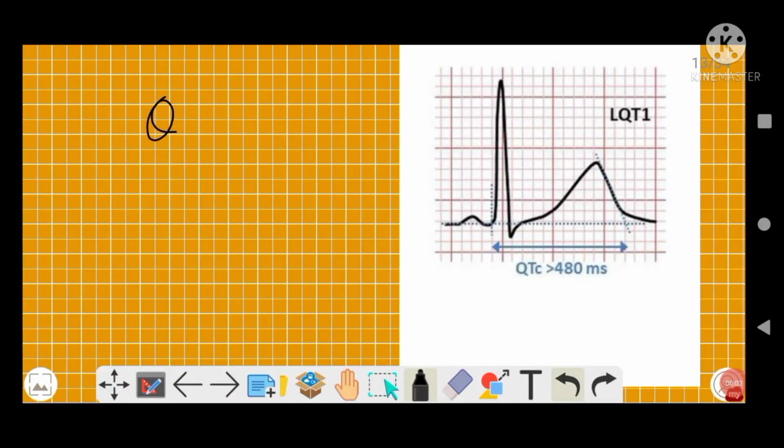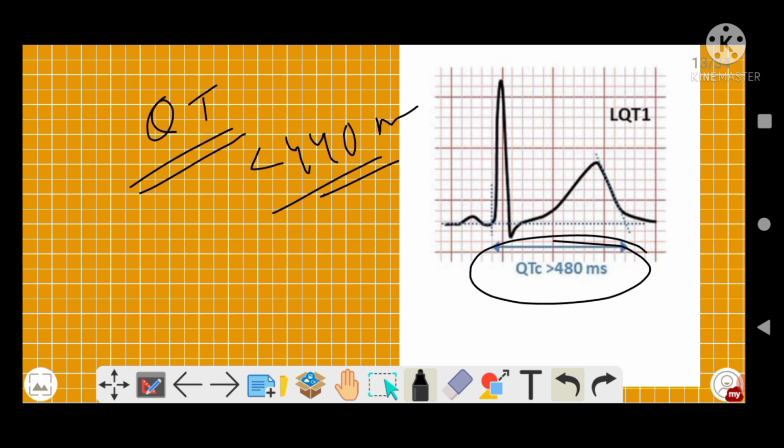Okay, so here we will discuss the QT interval. Normally the QT interval is less than 440 milliseconds, correct? Now there are different conditions when there is an increase in QT, like here the QT interval is more than 480, so definitely it is more, right? So the condition is LQT1. So we will see different conditions where the QT is more than 440.